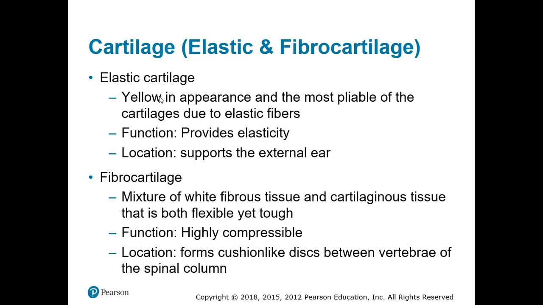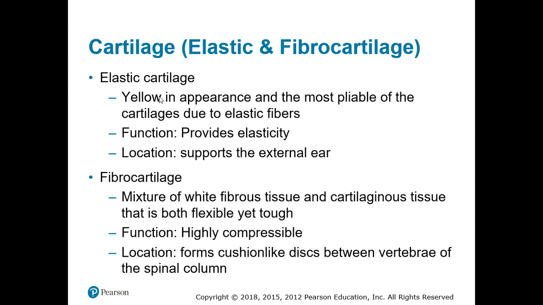The next two types that we're going to talk about are elastic and fibrocartilage. Now, elastic cartilage is yellow in appearance, and it is the most pliable of the cartilages because it has elastic fibers. Remember, elastic fibers are generally yellow in color, and they help provide the function of elasticity, or it's flexible. It's able to stretch and then recoil back into its shape. A good location for elastic cartilage are going to be things like your external ear. You can fold your ear, move it. Also, think about the tip of your nose.